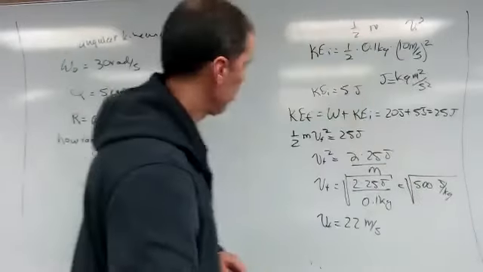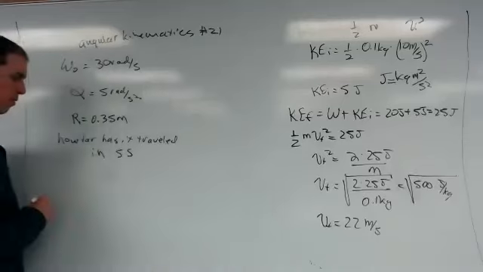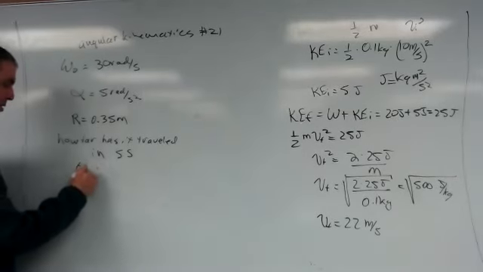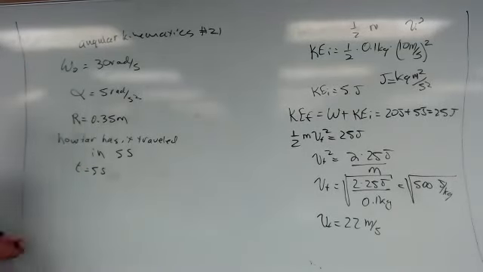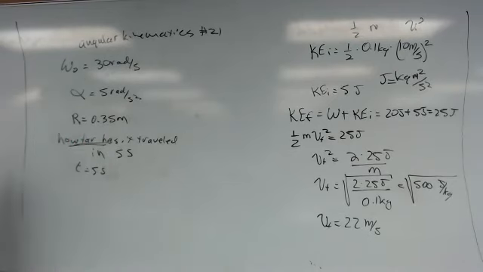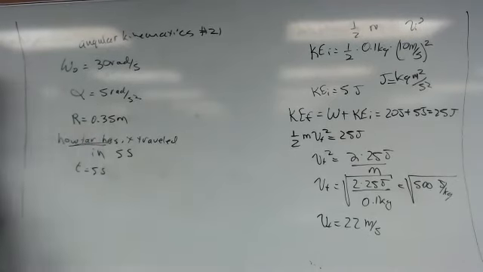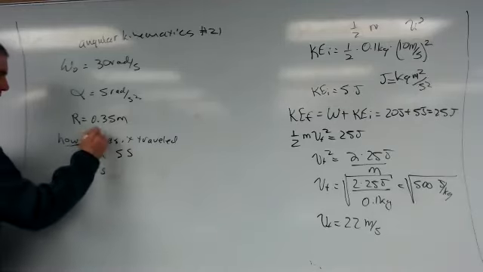In 5 seconds. What's the 5 seconds? And so what do they mean by how far? What are they looking for? So this is a distance. What kind of distance? Probably horizontal. What variable do we use for that? X maybe, or delta X?